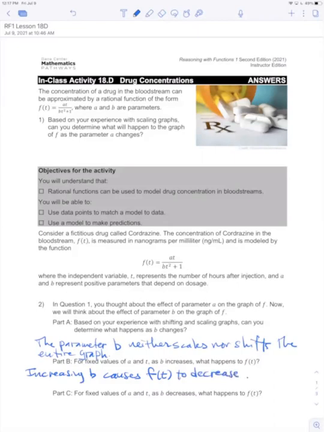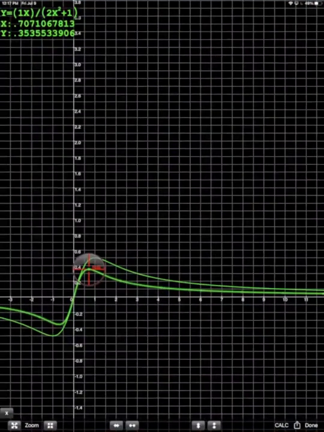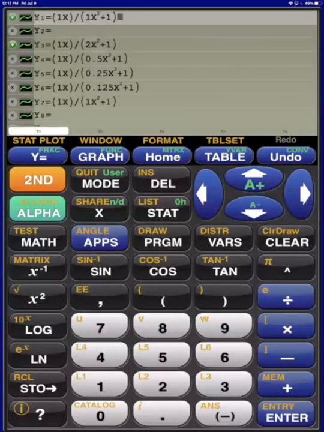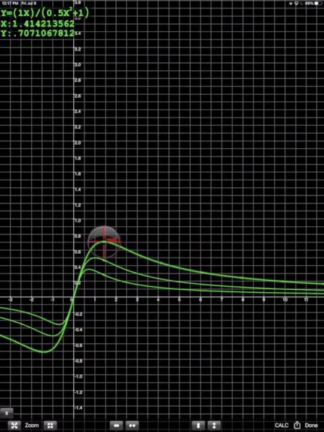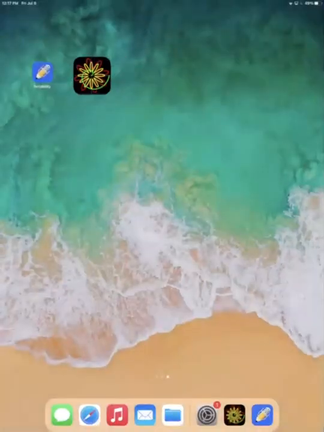Okay, for part C, for fixed values of A and T, as B decreases, what happens to f? So let's go back and try to graph this. It's going to go back to the y equals screen. And what I'm going to do is turn on the y4 line, and you see the B in the denominator is now 0.5. So let's graph this and see what happens. Now, it looks like our output increased. And not only did it increase, it actually moved a little bit to the right. So the output went up and to the right, so the max did. And let's try another one of these, but first let's write this down.